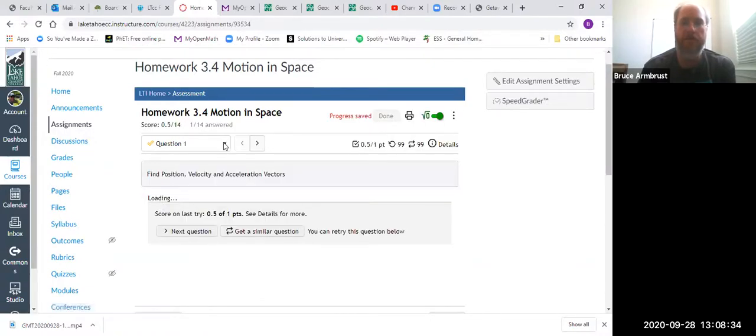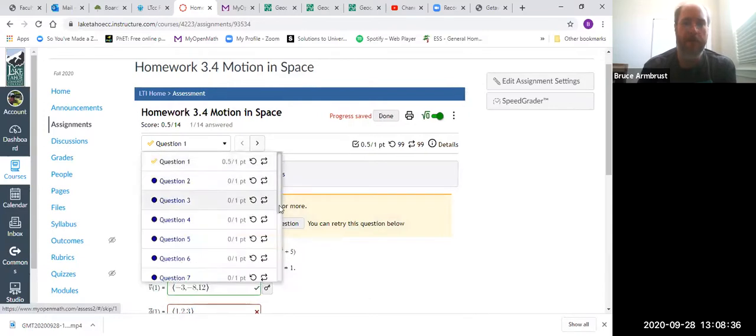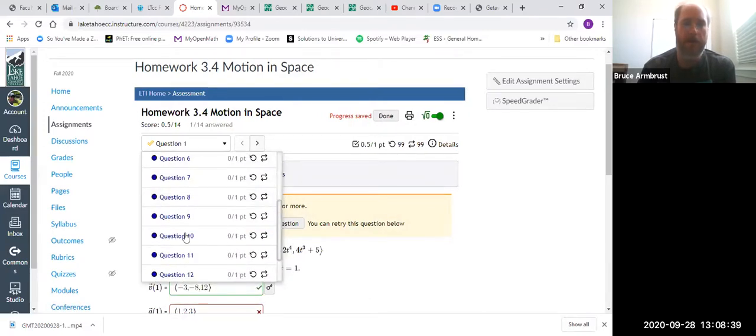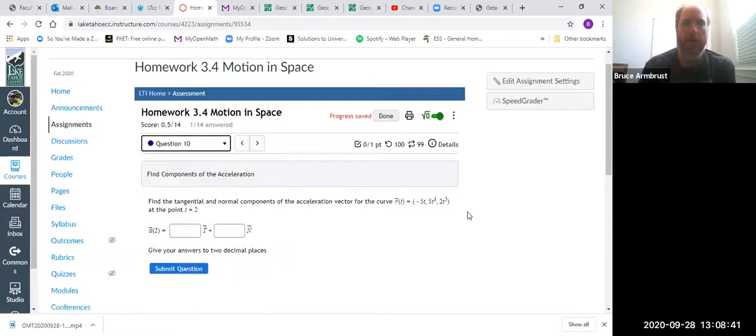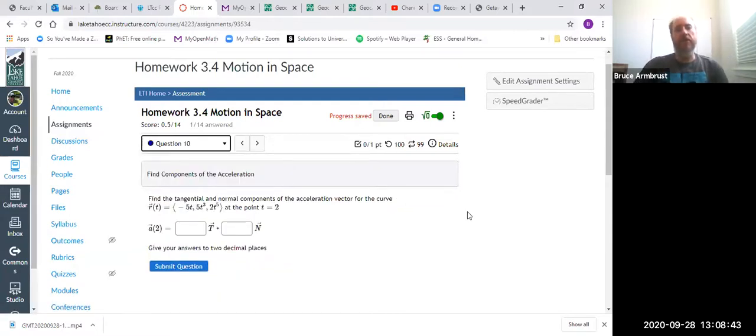All right, finally. So let's go take a look at question number 10 here. It says we want to find the tangential and normal components of the acceleration for this curve at the point t equals 2. All right, so this is definitely something that we saw last time, right? I called these components the AT and the AN. So the portion that's tangential and the portion that is normal.